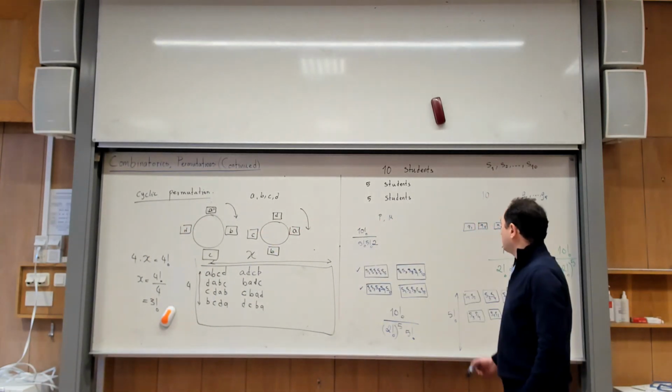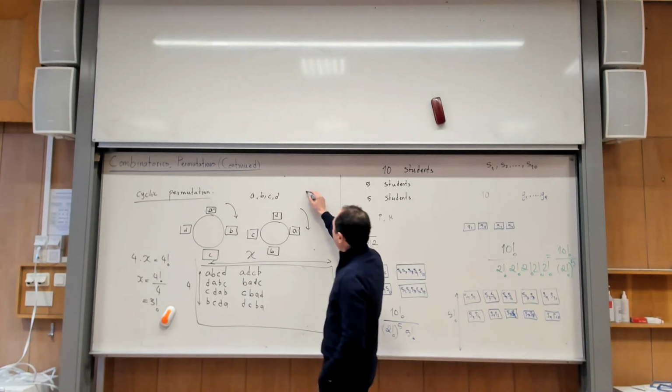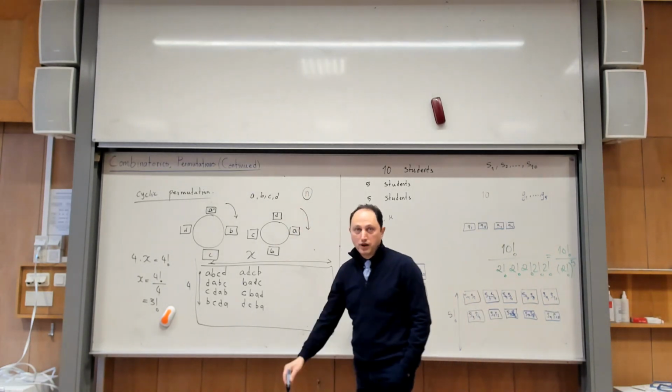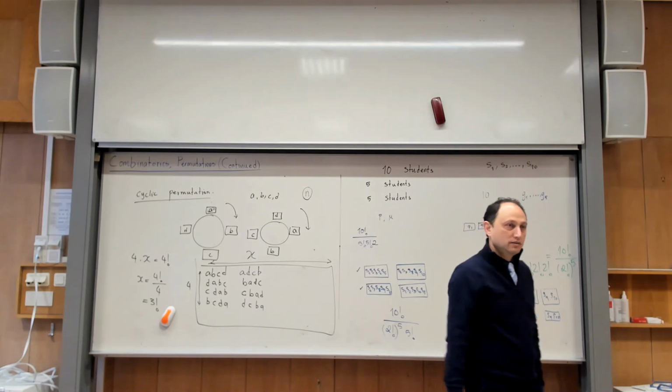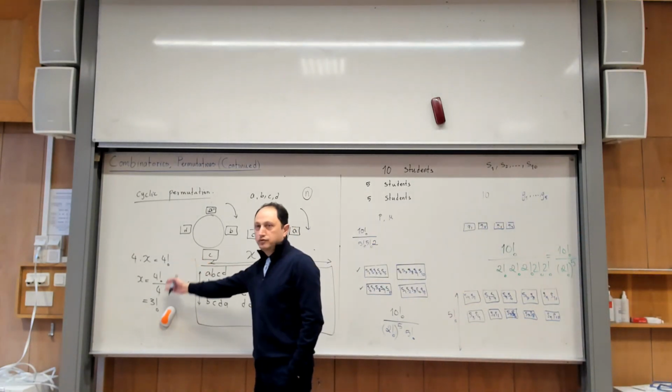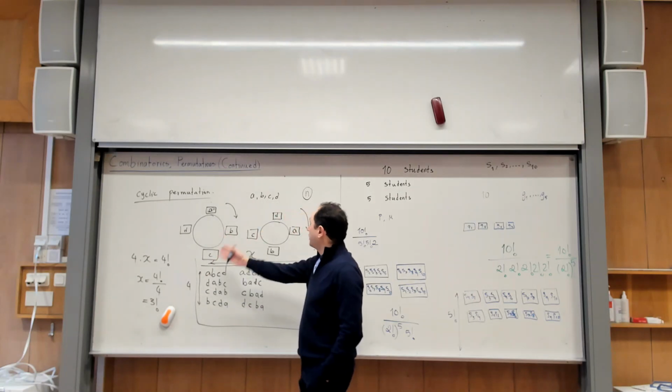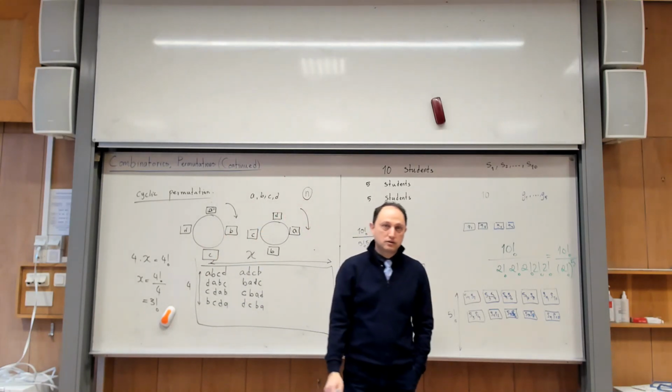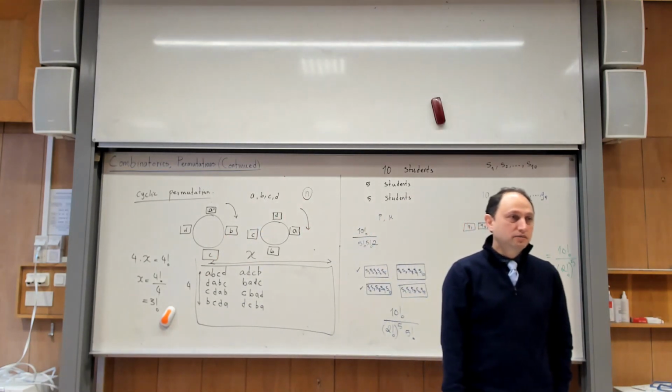Can you imagine what will happen if I have n distinct objects? I want to arrange them in a circular way. Can you guess what will happen? That answer was for 4. Now instead of having 4 objects, I want to have n objects. What will be the answer?